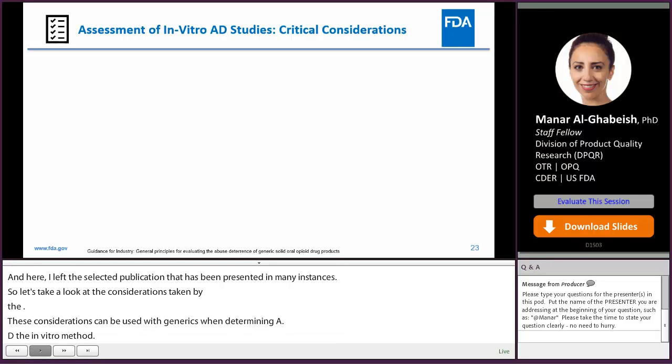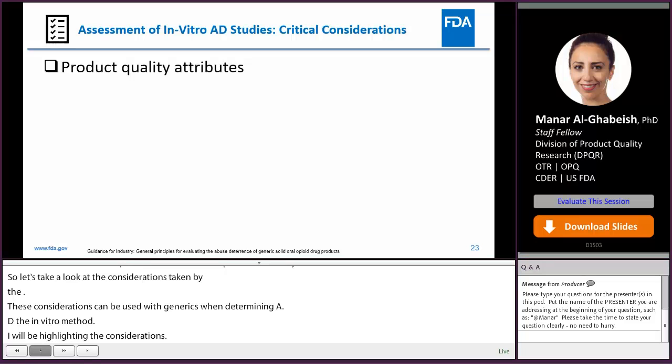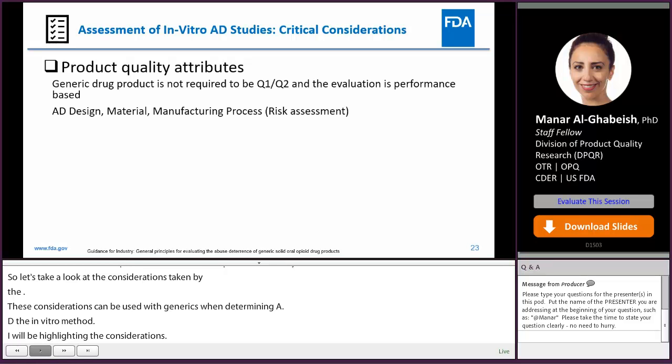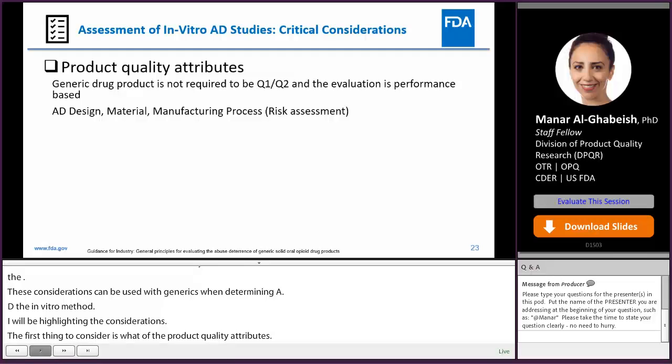The first point to consider in assessing an ADF is what are the product quality attributes? Generic drug product is not required to be Q1, Q2, meaning the inactive ingredients do not need to be qualitatively and quantitatively the same as that used by the RLD. And the AD evaluation is performance-based.